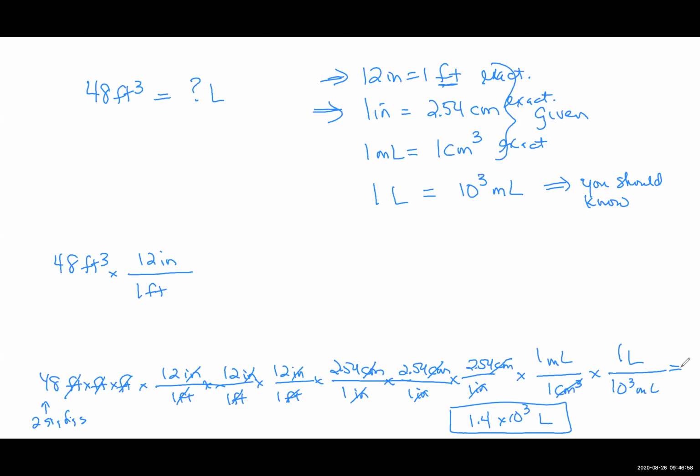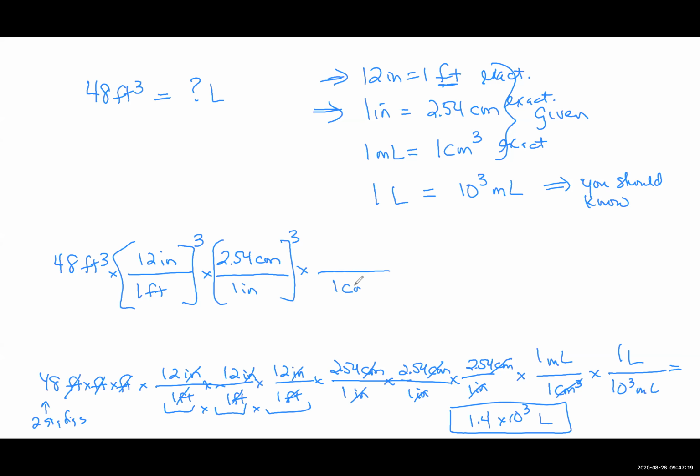But I can write this shorter. This is times itself 3 times. So I could take this and put it in brackets and just say cube that conversion factor. Then I can write my next conversion factor, 2.54 centimeters is 1 inch. But again, I needed to do that 3 times, so I could write that as cubed. Now my next one, I didn't need to cube because this is already cubed.